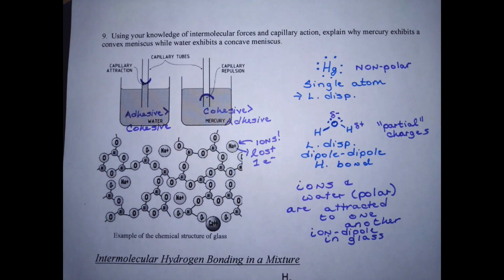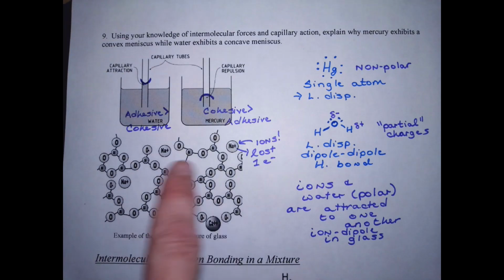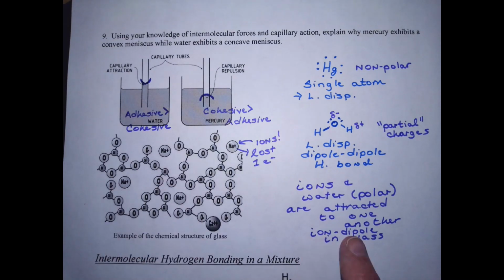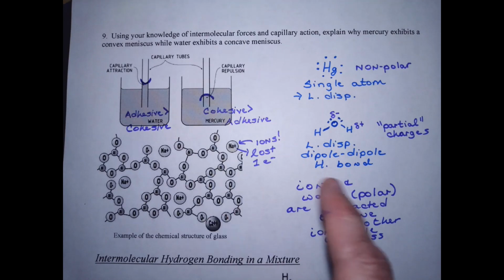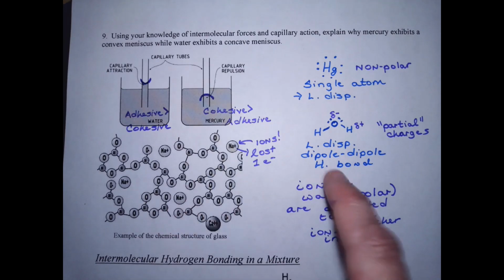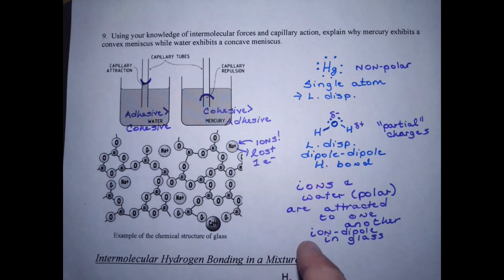Why is that? Well, if we look at the structure of glass, it has ion-dipole forces. We have calcium 2+, sodium ions. This is important because ion-dipole forces are stronger even than dipole-dipole and hydrogen bonding. So therefore, water, since it has the hydrogen bonding, is going to feel comfortable in an environment with ions. Ions and water love each other.